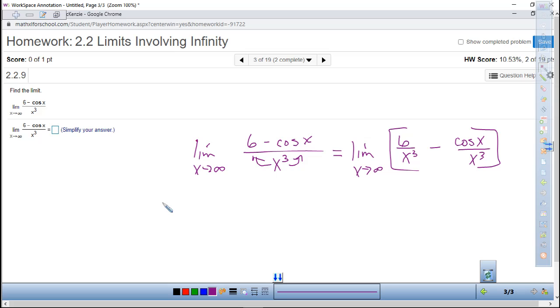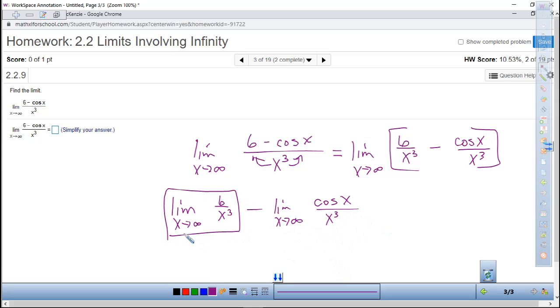Remember, when I talked to you about 2-1, we can think about these limits as two different limits. We don't have to write it out this way, but we can actually think about it as the limit as x approaches infinity of 6 over x cubed minus the limit as x approaches infinity of cosine x over x cubed. Now, this one becomes a little easier.